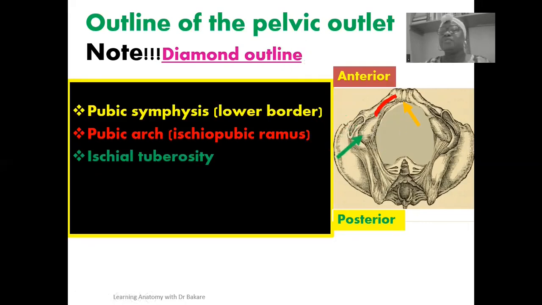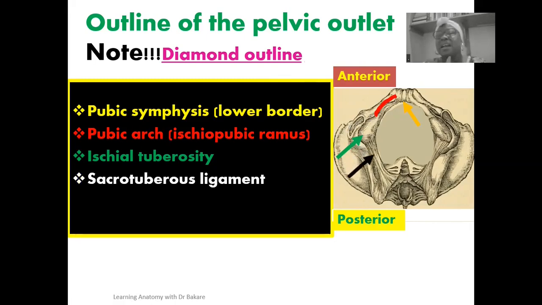This is referred to as the tuberosity of the ischium, and this specifically forms the alignment of the pelvic outlet at the lateral edge of this diamond shape configuration. Then the next region we'll go to is the posterior lateral border of this diamond shape configuration, and this is formed by the sacrotuberous ligament, arrowed here in black.